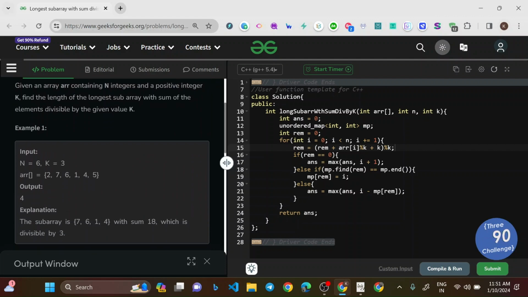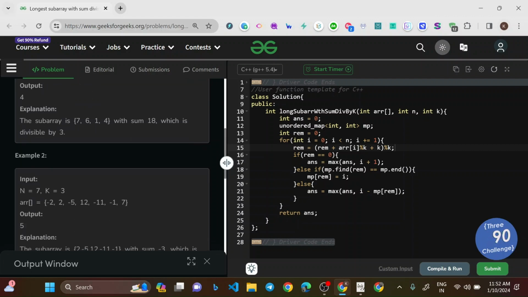Given an array ARR containing n integers and a positive integer k, find the length of the longest subarray with the sum of the elements divisible by the given value k. So the question is pretty straightforward. You need to find the longest subarray such that the sum of the elements in that particular subarray is exactly divisible by the given value k. This is the question that has been given.